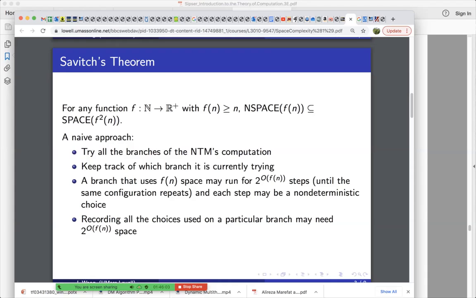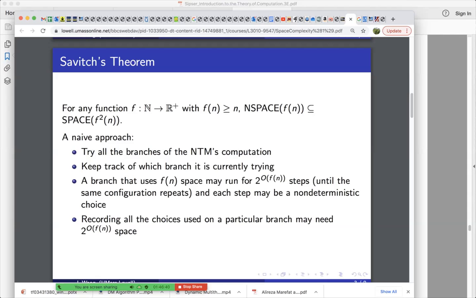Okay, so now what that theorem says is this. For any function f, with f of n greater than or equal to n, because you have to read input, that means you need at least linear space. But of course, if you separate the input tape from the working tape, then if you measure the working tape, and the space f of n for the working tape is greater than log n, then we still have this.